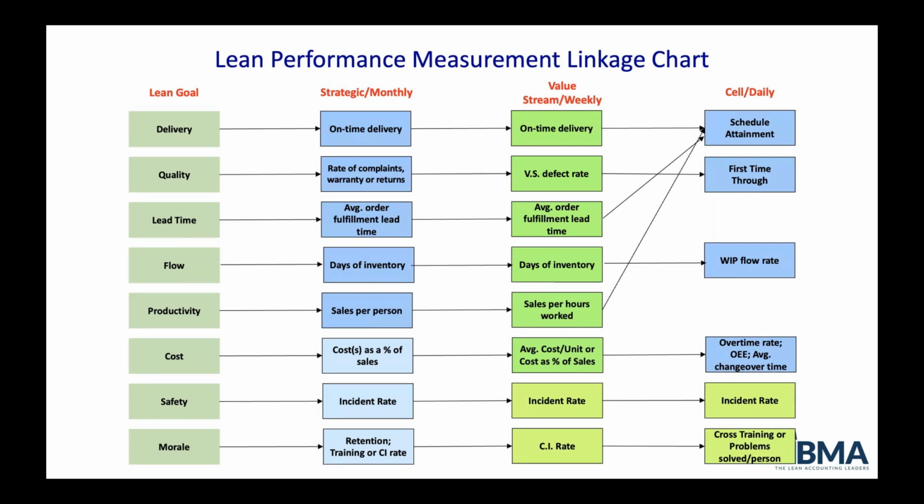If you look from right to left, you can see, for example, just using schedule attainment as an example, that measure links to on-time delivery, lead time, and productivity of the value streams. And then that links to delivery, productivity, and lead times for the company. And that leads to the lean goals of delivery, lead time, and flow. So with the right performance measurements in place, on a daily basis or a weekly basis or a monthly basis, each area of the company is focusing on measuring their ability to try to achieve these goals.